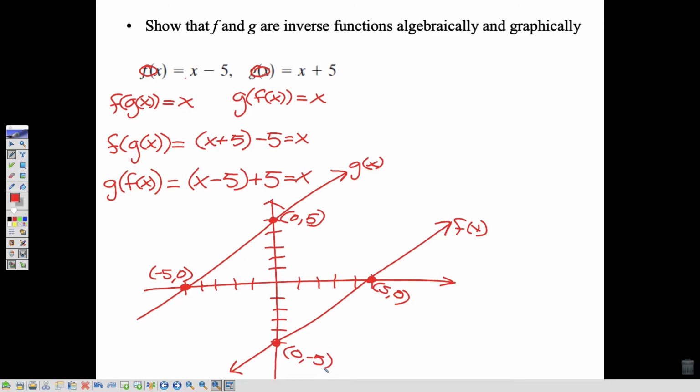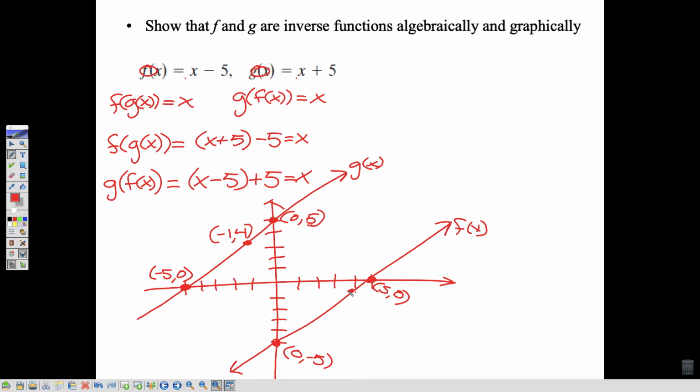What happens if I have negative 1? Use the equation, don't use the graph. If I plug negative 1 into g of x, I get what? A positive 4. I get 4. So that means what point better be on here? 4, negative 1. My graph is a sketch, right?